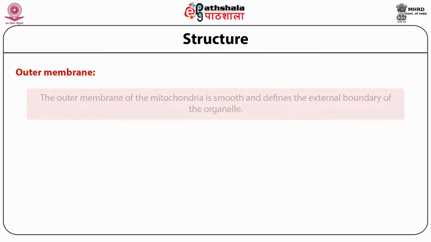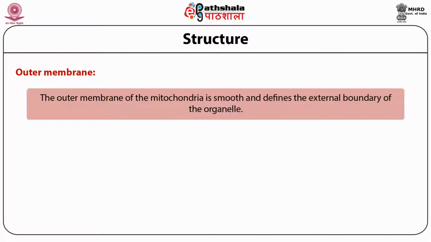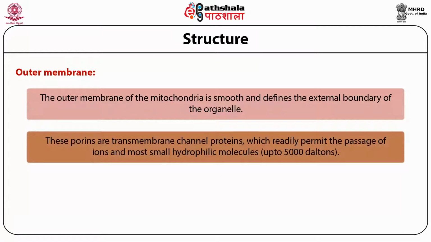Outer membrane. The outer membrane of the mitochondria is smooth and defines the external boundary of the organelle. Small molecules like sugars, salts, nucleotides, and coenzymes are able to penetrate through the outer membrane because of the presence of small pores called porins. These porins are transmembrane channel proteins which readily permit the passage of ions and most small hydrophilic molecules up to a size of 5,000 Daltons.